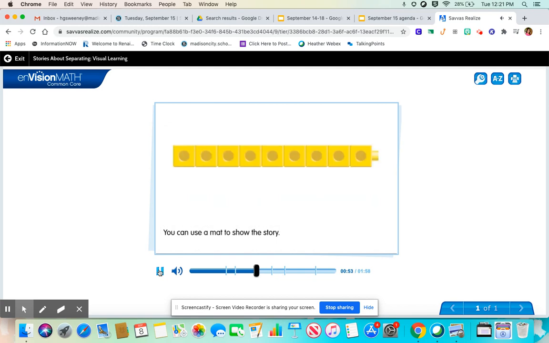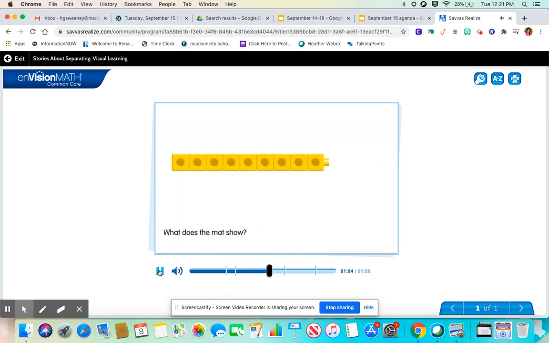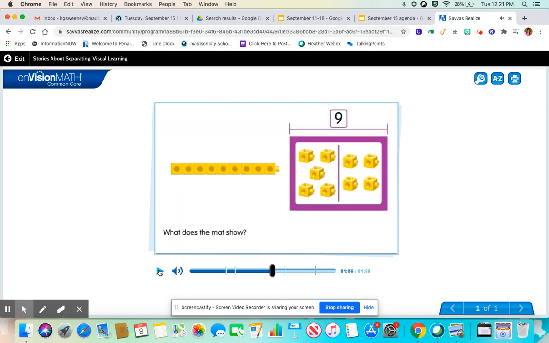You can use a mat to show the story. You can separate the group from the whole to find the difference. What does the mat show? Okay, so this is a part whole mat. So I want you to look and see, what does this part show? Okay, that's right, 5. What does this part show? 4. Very good. Both parts make the whole 9. It shows there are 9 ducks.